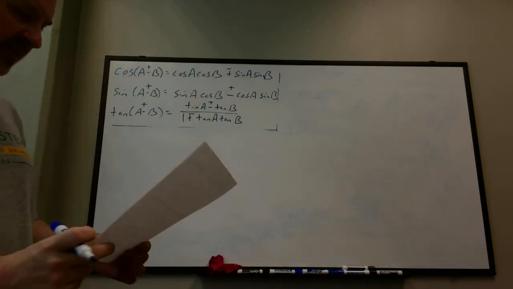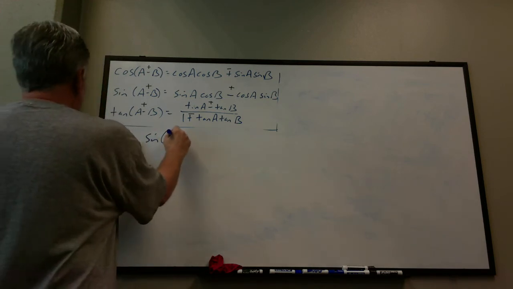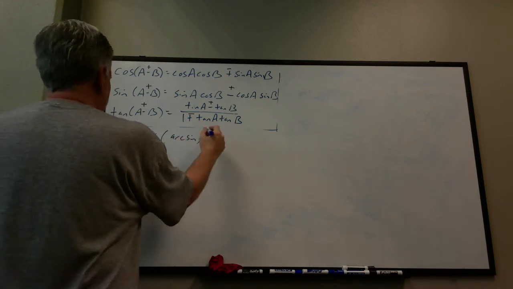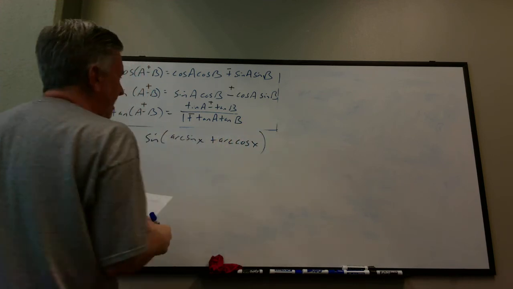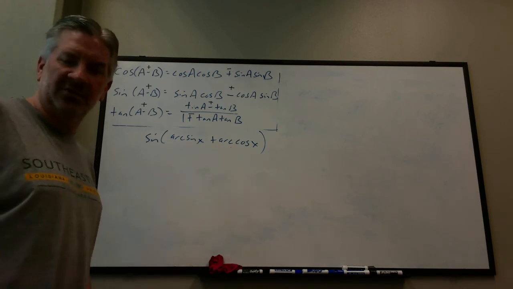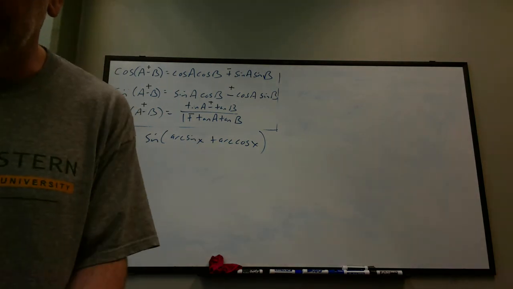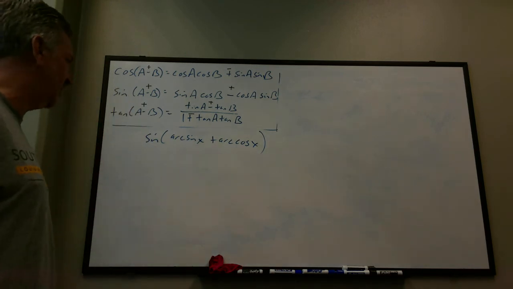And then number 53 here says, let me write the problem. Sine of arc sine of x plus arc cosine of x. Remember, arc sine and arc cosine just mean sine inverse and cosine inverse. That's just another name for those. So just be aware that sine inverse and arc sine mean the same thing. Same for all 6 trig functions.